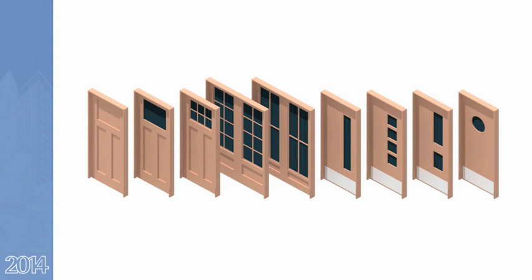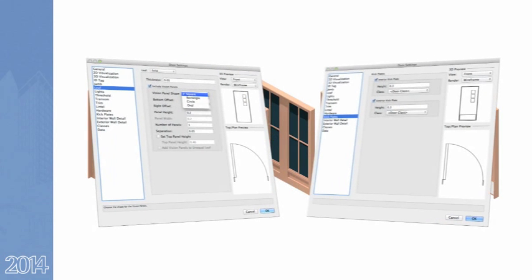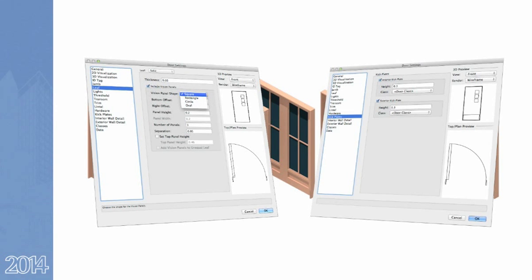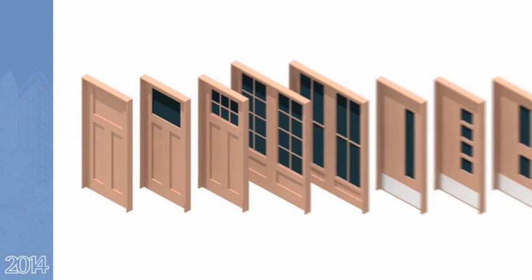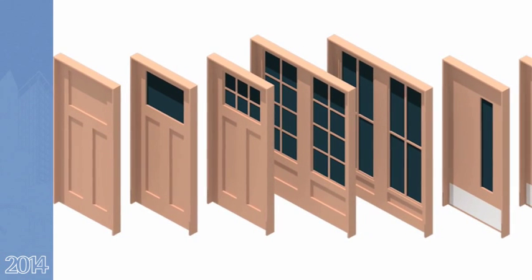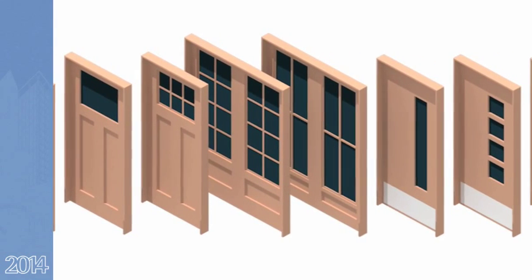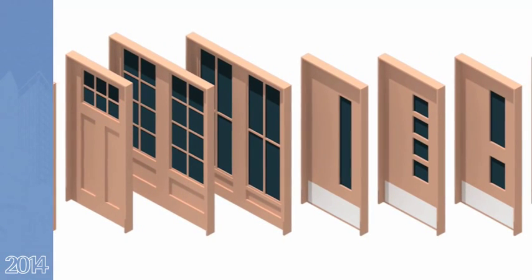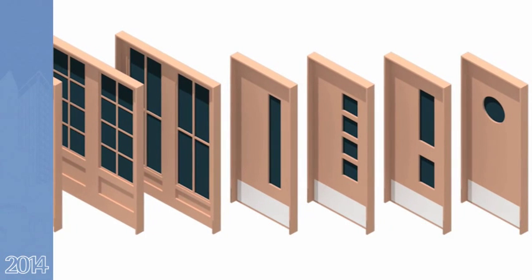Along with new window configurations, we've also improved our door tool by adding an option to include vision panels in door leaves. Multiple shapes and panel placement configurations give you the flexibility necessary to create a multitude of door panel types for most any project.